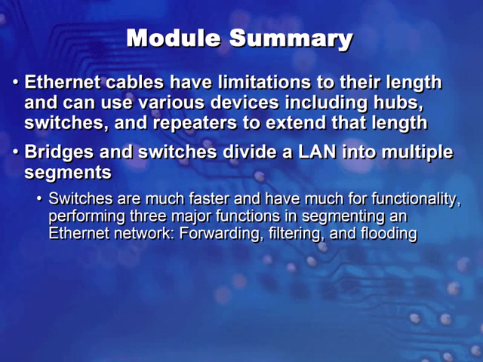So to summarize this section, we talked about Ethernet cables and their limitations to the length. We talked about the various types of devices we might be using, such as hubs or switches, and what the differences are between switches and bridges today. We talked about the use for bridges and switches in a network and how they divide a local area network into multiple segments, into separate collision domains, which provide much better performance to the overall network as a whole.